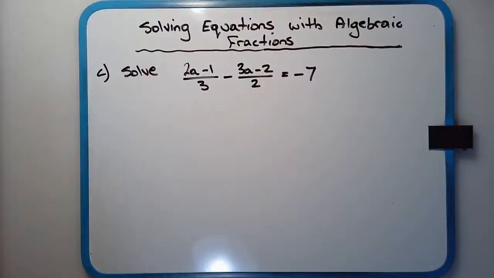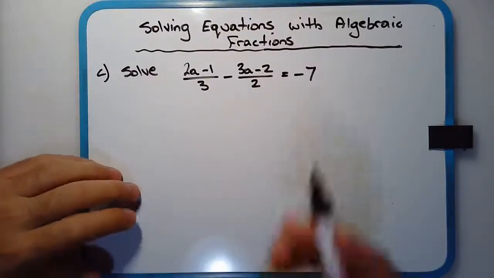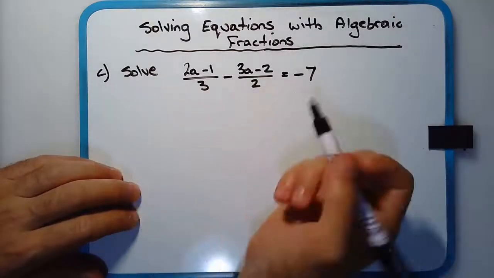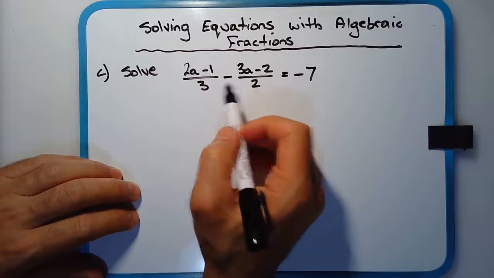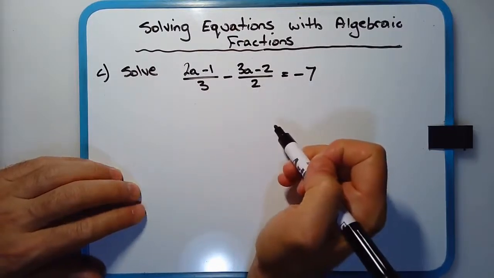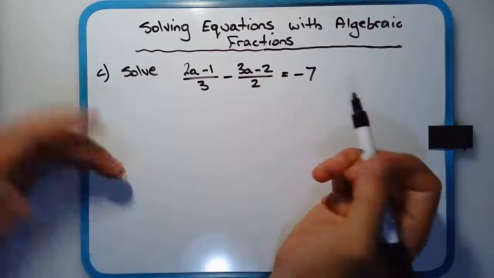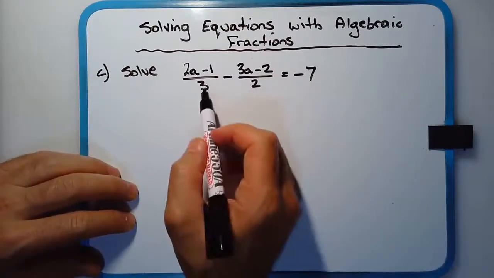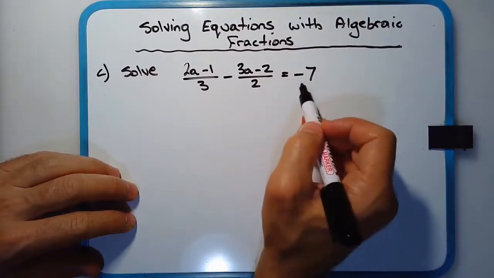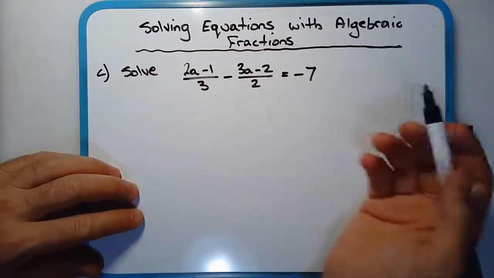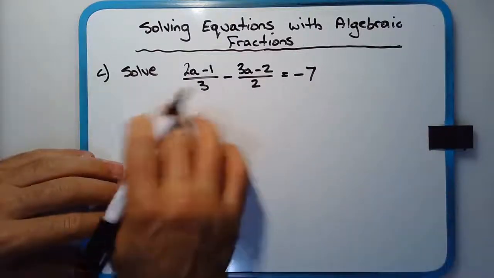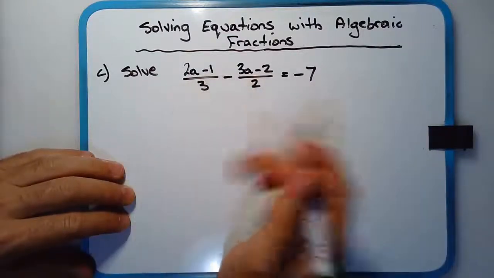So for our final example on solving equations with algebraic fractions, let's have a look at this particular equation. We have (2a minus 1) on 3 minus (3a minus 2) on 2 is equal to negative 7. Okay, first thing, common denominators. We've got a denominator of 3, we've got a denominator of 2. We also have a denominator of 1. So negative 7 is really just negative 7 over 1. Let's use a common denominator of 6.